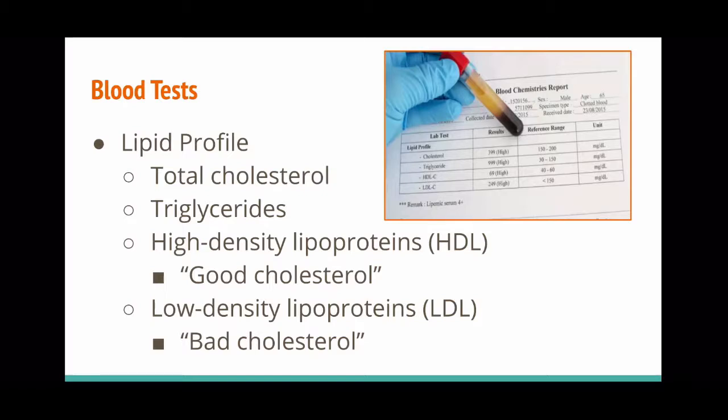4 different readings. It's going to give you the total cholesterol level of the blood. It'll give you the triglyceride levels in the blood, and it'll also give you the different levels of the high density lipoproteins known as HDL, which you might hear as good cholesterol, and low density lipoprotein known as LDL, or you might hear it as bad cholesterol.